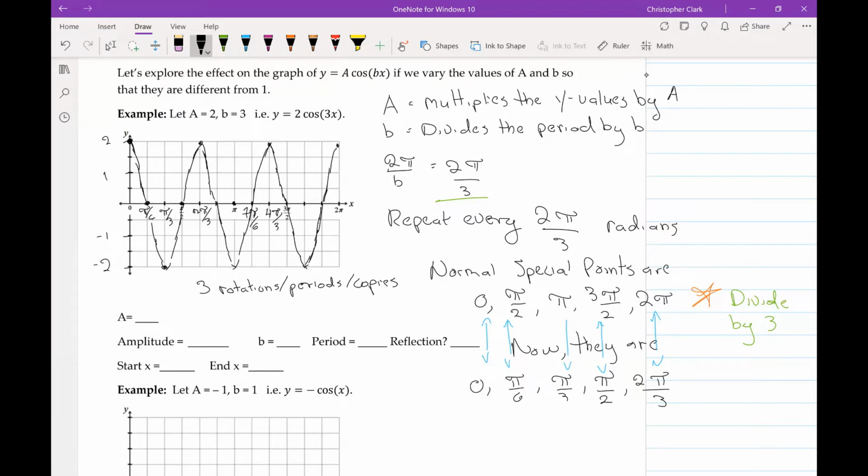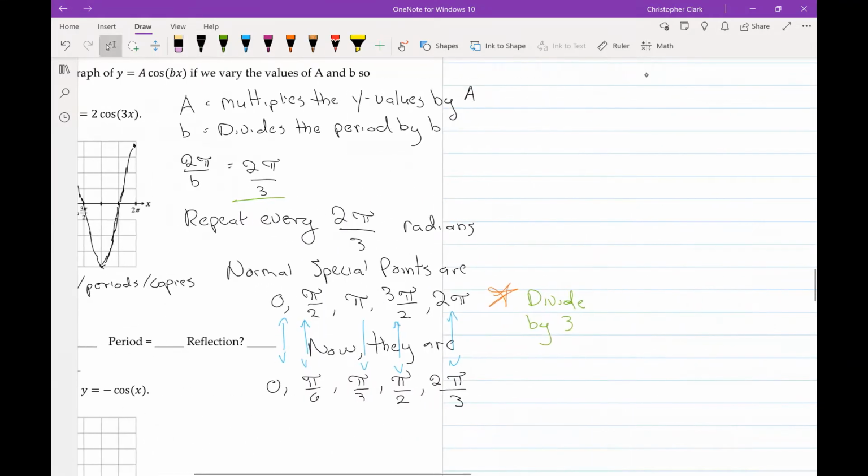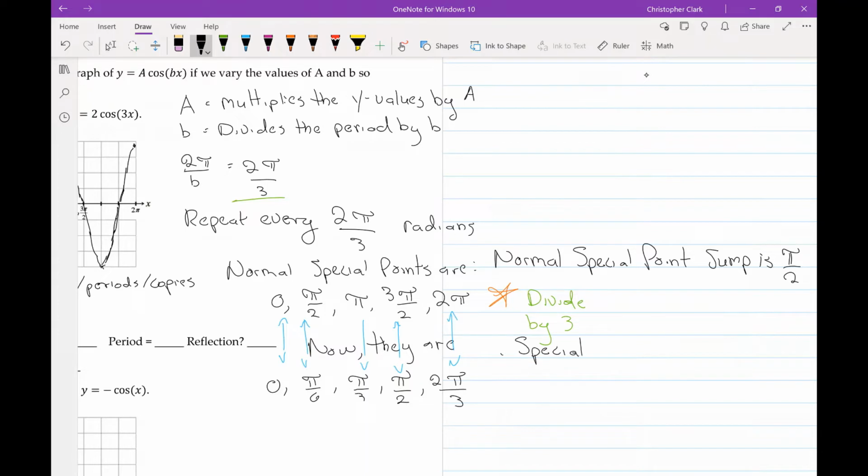And then 9 pi over 6, which is 3 pi over 2, and so on and so forth. So the idea is that we could write down what all of these points along the x-axis are. So I'm going to write this real quick. We'll say we take the special points and divide it by 3. So a normal special point jump is pi over 2. So now we're going to divide it by 3. So now the special point jump is pi over 6.